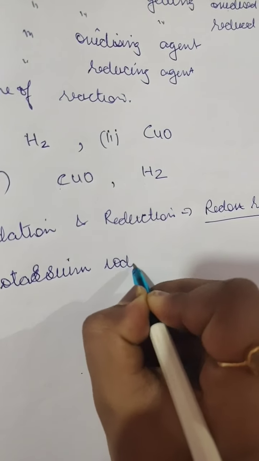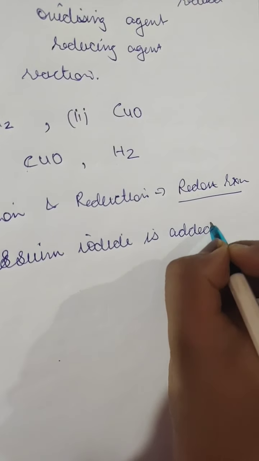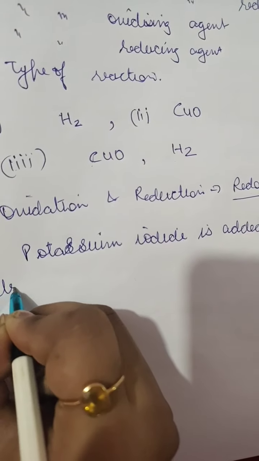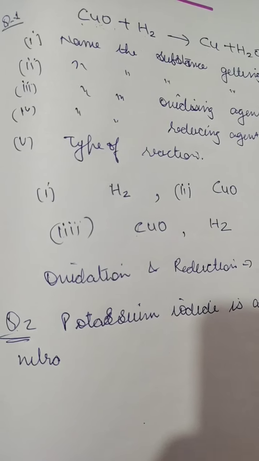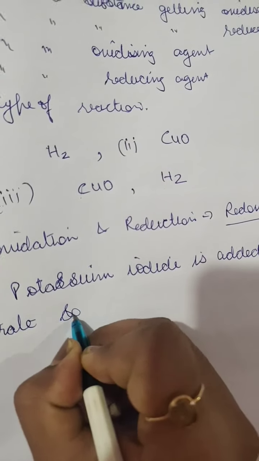Potassium iodide is added to lead nitrate solution.